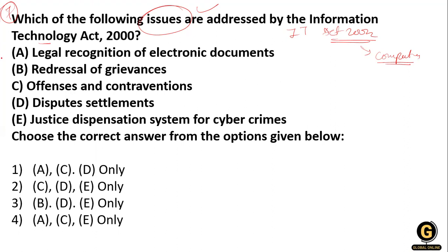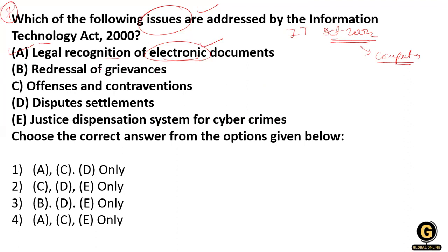So the statements given are: A, legal recognition of electronic document; B, redressal of grievances; C, offense of contravention; D, dispute settlement; and E, the justice dispensation system for the cybercrime. So the first issue of the IT Act is the legal recognition of electronic documents. Electronic things, technology, computer, these words indicate an IT Act issue.